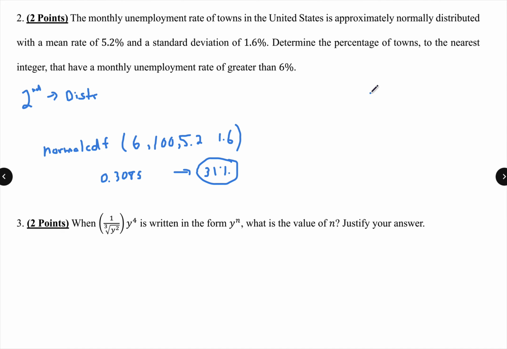They're always going to try to trip you up with things like this. Nearest integer means it has to be a whole number. Cool.